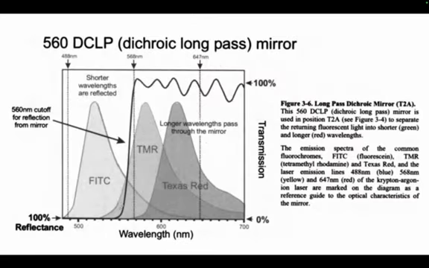So what this would look like in a spectrum is something like this. Here you see 100% reflectance. This is 100% transmission.